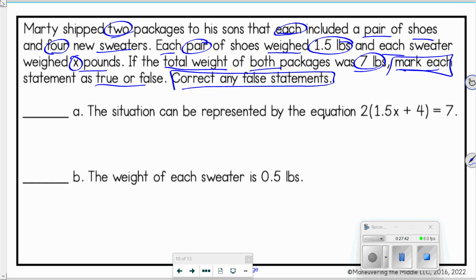So the situation can be represented by the equation 2 times quantity 1.5 plus 4x equals 7. Is that true or false? Who said true? Raise your hand if you think this is false. I didn't do it, to be honest, but I can already tell it's false. How can you already tell that? Hold on, actually, before you do that, how many of you voted that it's true?